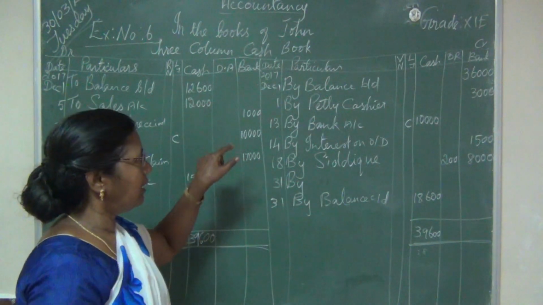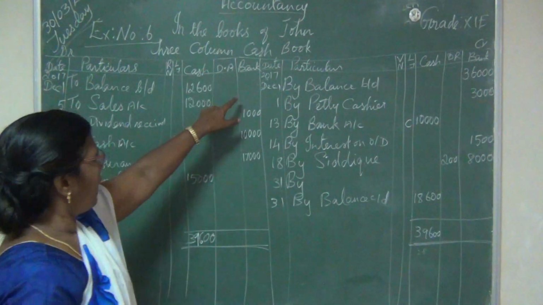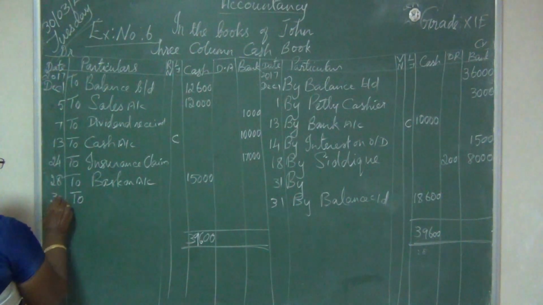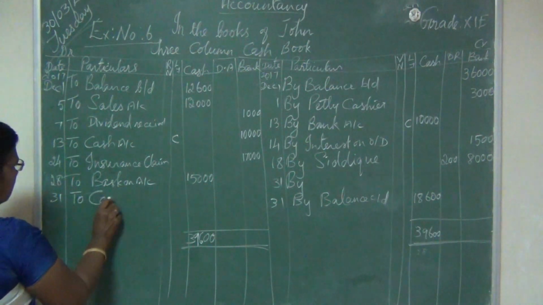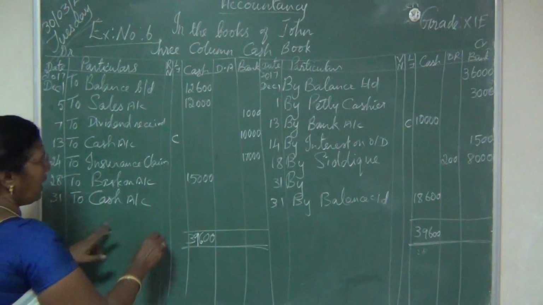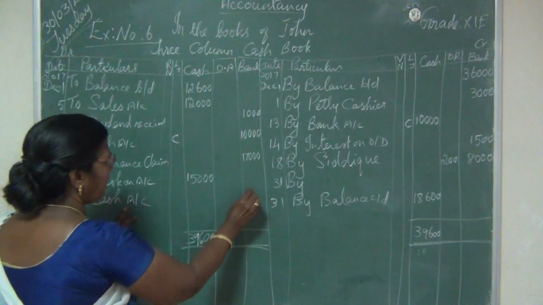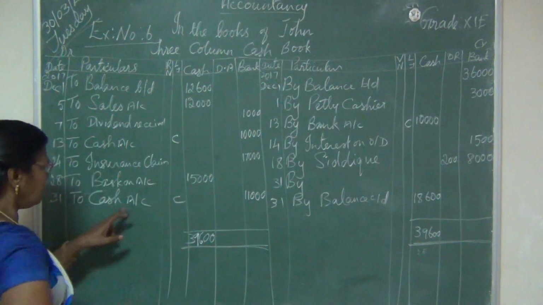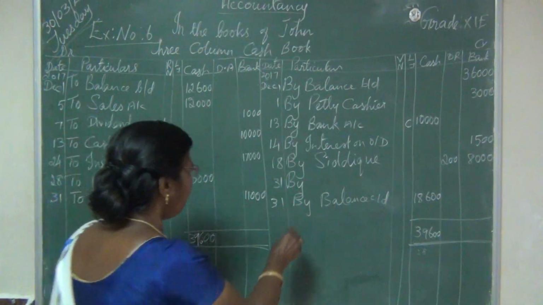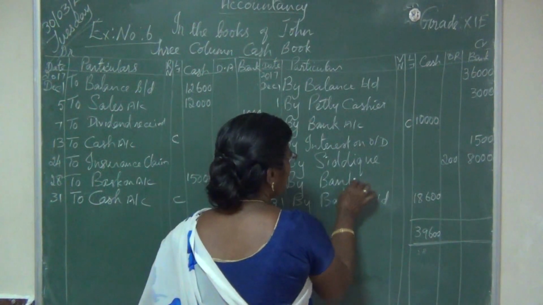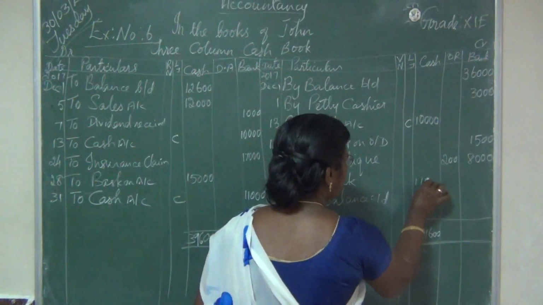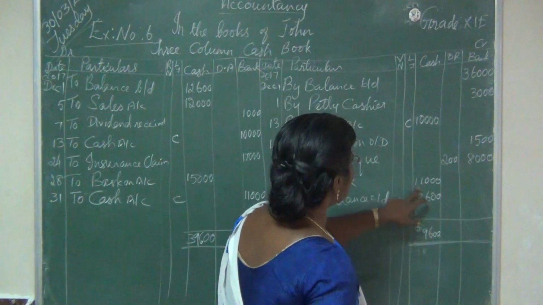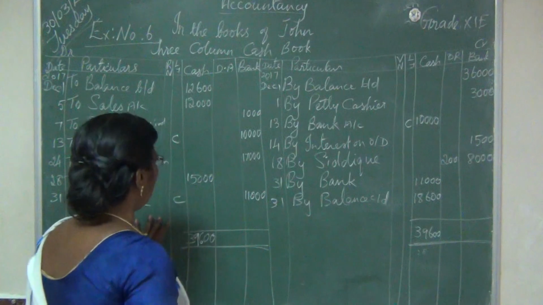Okay, so what is the entry to deposit into the bank? Bank account debit to cash, 31st. To cash account. In the bank we should write this 11,000. This is the contra entry. So post this one there also, by bank account. We will write that down. Now you add and check, we will get 39,600. Okay, here we have balanced.